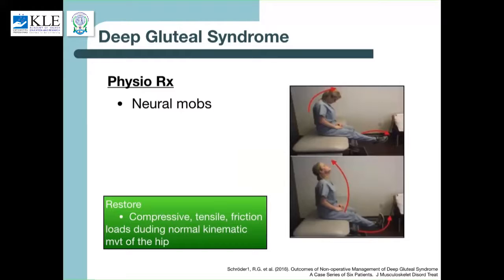Neural mobilization is very important. So we want to restore those compressive, tensile, and friction loads during normal kinematic movement of the hip. So we're going to use a glider and a slider technique. So whenever you are flexing the proximal part of the kinetic chain up by the head, you are plantar flexing the foot, so you're offloading that nerve. So again, we're wanting to promote an excursion of the nerves throughout the body.